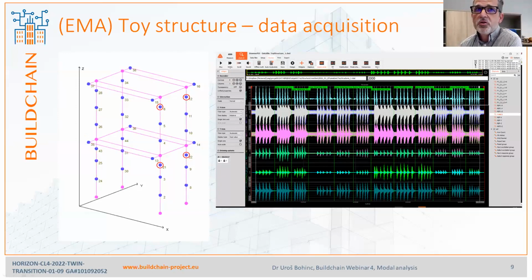This is just a screenshot of the software that we used to record the response of a structure. On the left side, you can see a simplified sketch of the structure with some notes indicating the location of the measurements, that is, the points with a red circle around. So we measured only at 4 points, but we excited the structure at all the blue points. So we were able to reconstruct the mode shapes in this mesh.